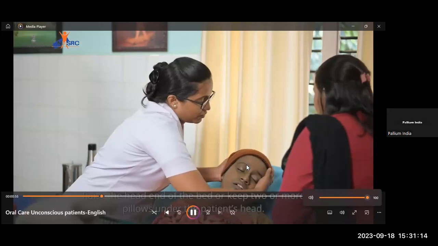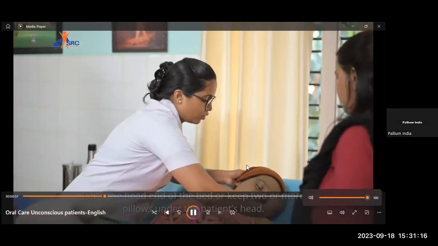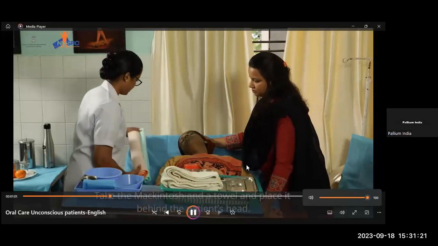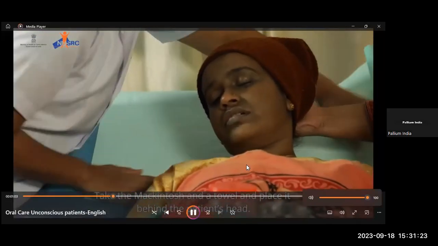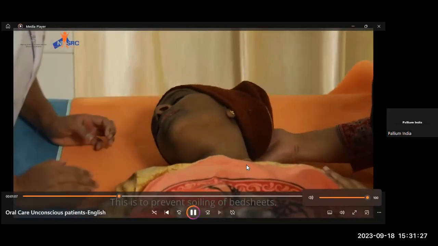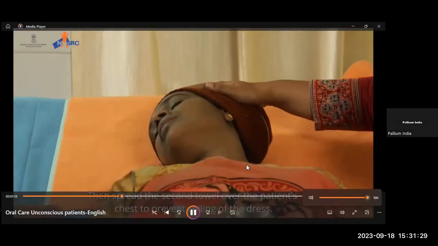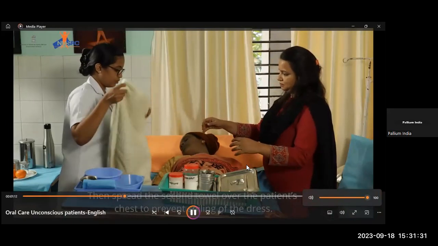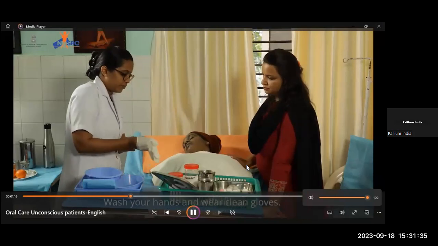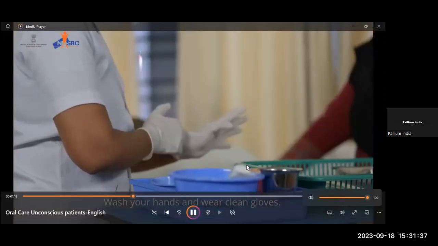Raise the head end of the bed or keep two or more pillows under the patient's head. Take the Macintosh and the towel and place it behind the patient's head. This is to prevent soiling of bed sheets. Then spread the second towel over the patient's chest to prevent soiling of the dress. Wash your hands and wear clean gloves.